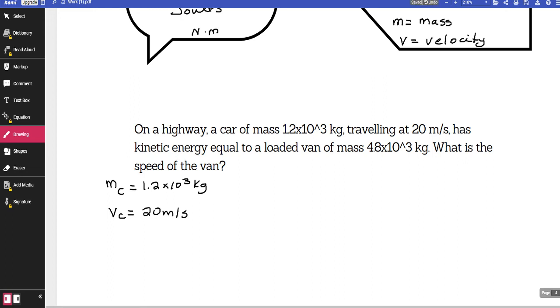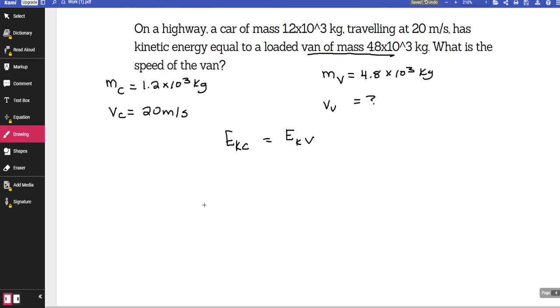So we know that we have the mass of the van. We know we're trying to find the velocity of the van. And we know that the kinetic energy of the car is equal to the kinetic energy of the van. We have everything that we need to make our equation work here. We can leave it like this, or we can do two separate solves. It just depends on what you're more comfortable with.